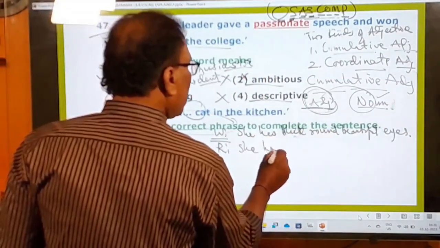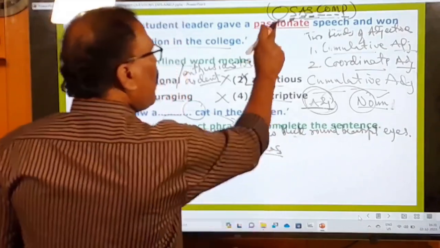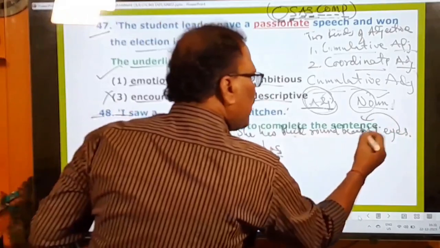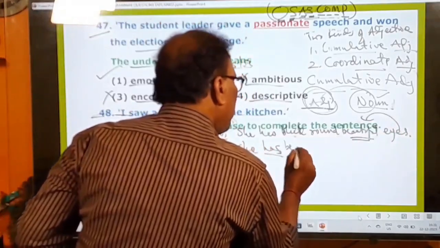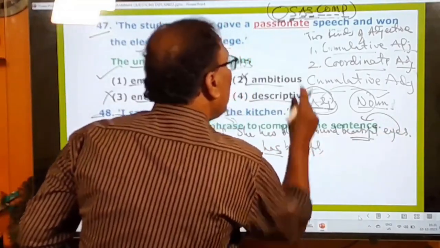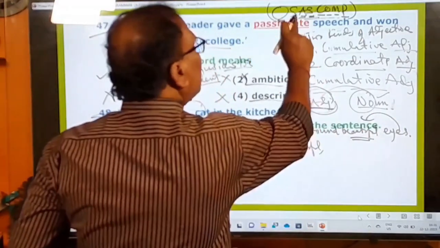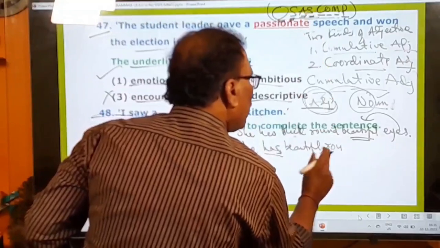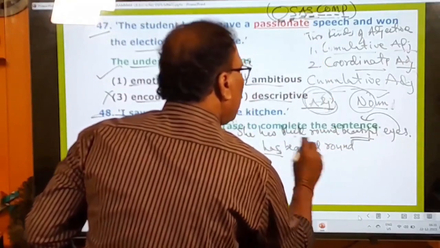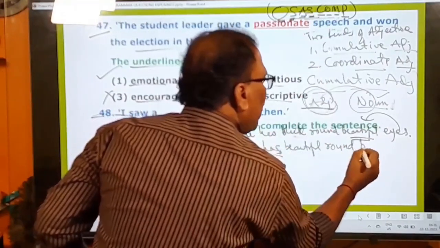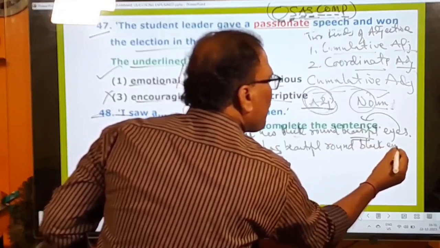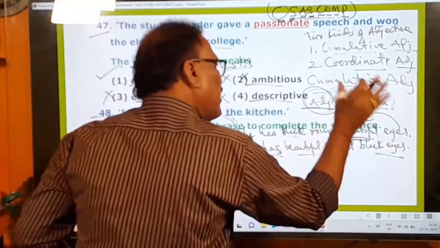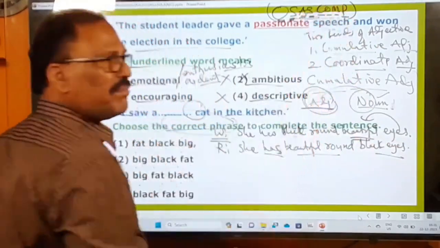She has, first, opinion indicating. What do you think of these eyes? These eyes are beautiful. It's your opinion. She has beautiful. Then what is that? Shape indicating. Size or shape. Shape indicating means round. Don't use any comma. Round. Then color indicating adjective, black. She has beautiful round black eyes. That must be your order.